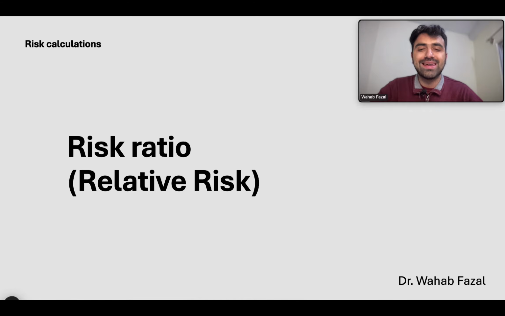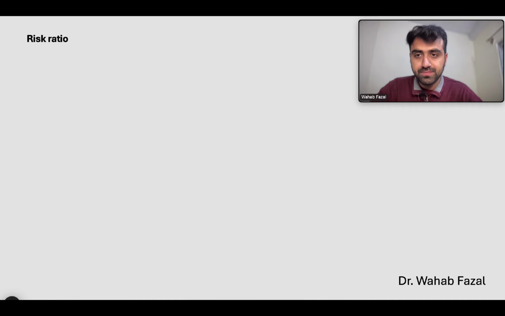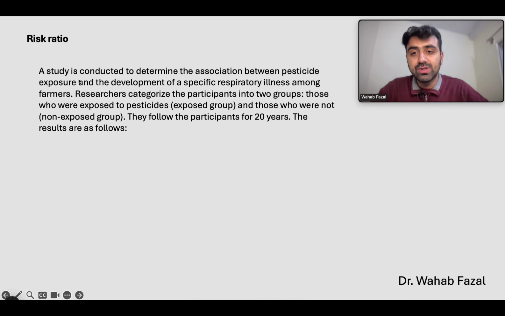Now let's talk about risk ratio. This is relatively more complicated, as the word says, relative risk, but I think we can make it pretty simple. Let's understand this with the help of an example as well. A study is conducted to determine the association between pesticide exposure and the development of specific respiratory illness among farmers. Researchers categorized the participants into two groups: those who were exposed to pesticides, this is the exposed group, and those who were not, the non-exposed group. They follow the participants up for 20 years.